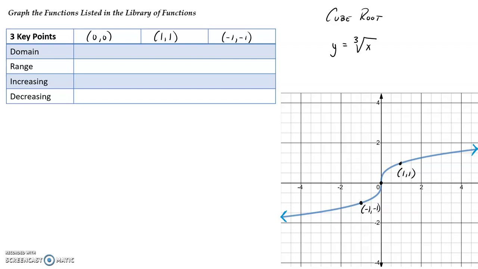As we look at our domain, we want to know how far left and right our graph is going. Our domain will be from negative infinity all the way to positive infinity. The range, how far up and down our graph is going, will also be from negative infinity to positive infinity.